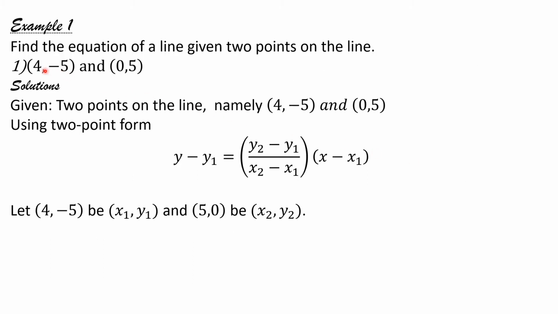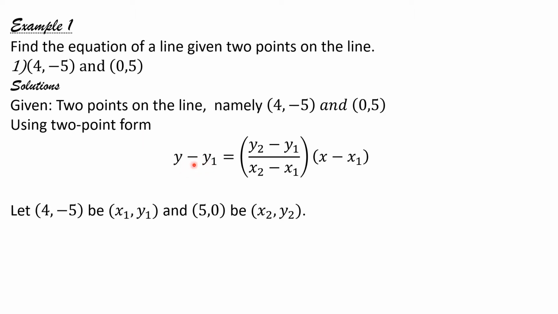Okay, so let's have here an example 1. Find the equation of a line given two points on the line. Given our two points, we have (4, negative 5) and (0, 5). So we are given two points on the line, namely (4, negative 5) and (0, 5), using the two-point form. So let's substitute this to our equation.